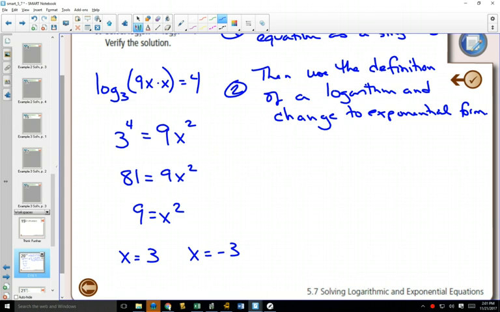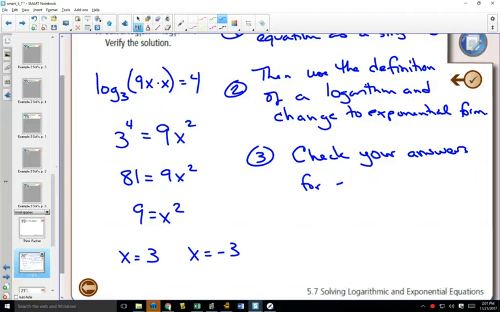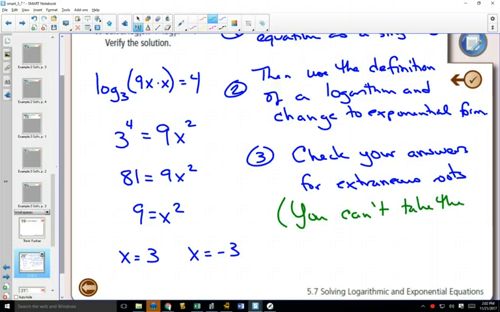The last thing that happens in log equations is you need to check your answers for something that's called extraneous roots. Now in math, extraneous roots are answers that appear to be right, but when you check them later, they actually aren't correct. So in this case, the basic thing that you're going to be looking for when you check for extraneous roots is the main fact that you can't take the logarithm of a negative number.